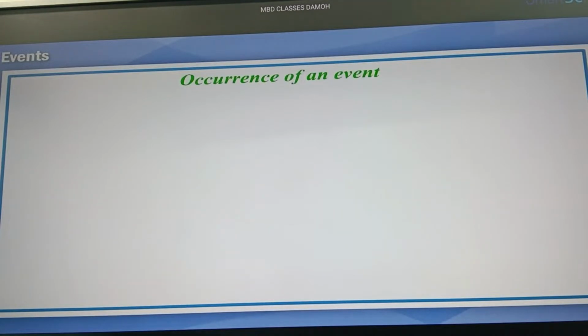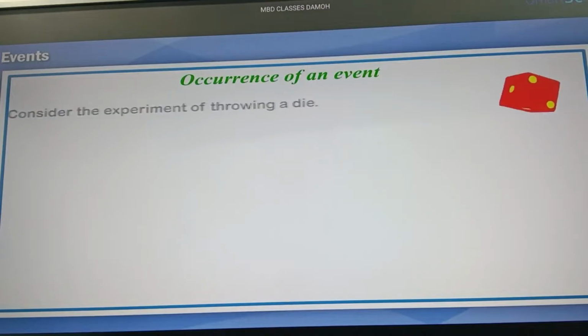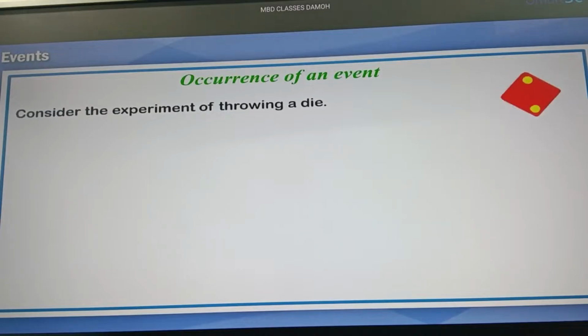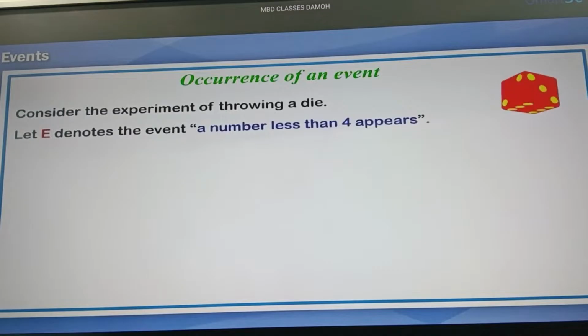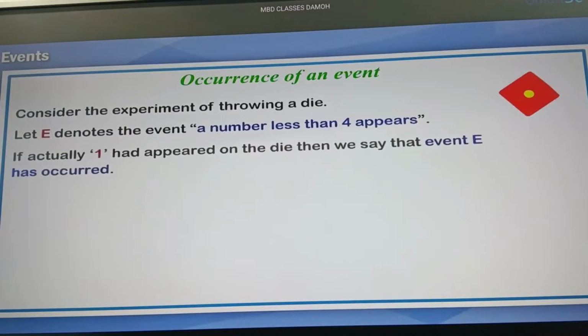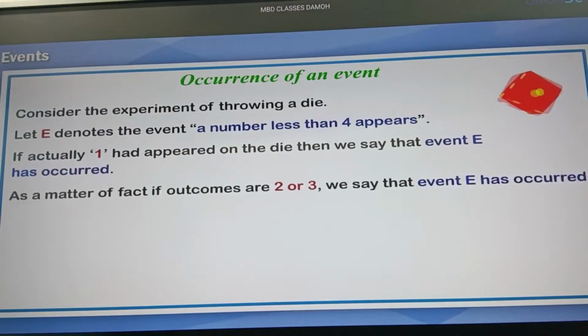Next, let us see what is the meaning of occurrence of an event. Consider the experiment of throwing a dice. Let E denote the event a number less than 4 appears. If actually 1 had appeared on the dice, then we say that event E has occurred. As a matter of fact, if outcomes are 2 or 3, we say that event E has occurred.